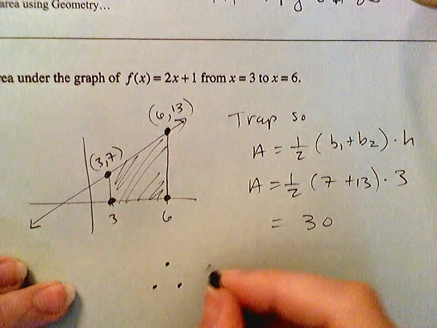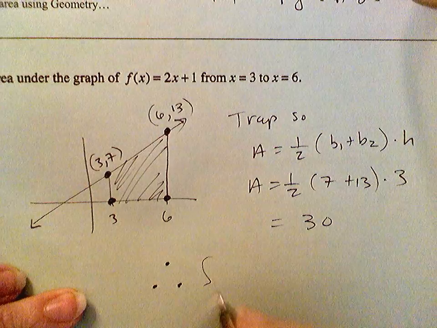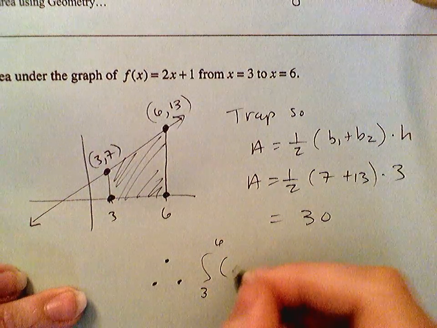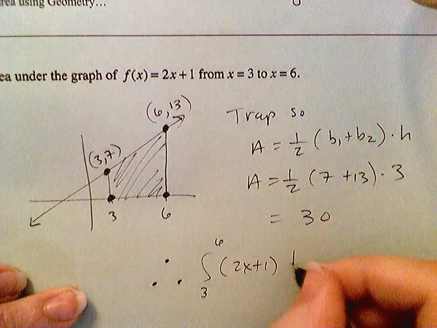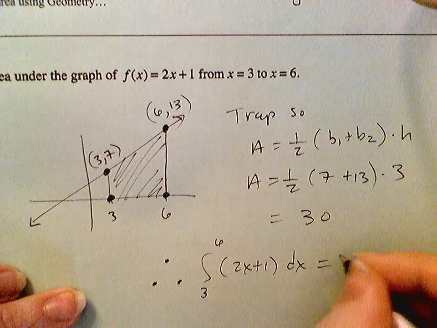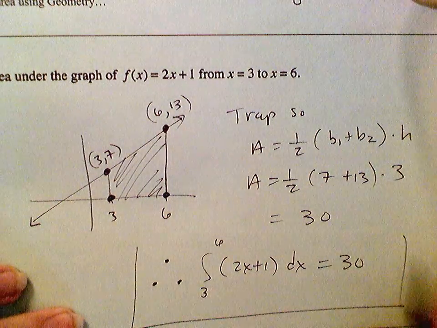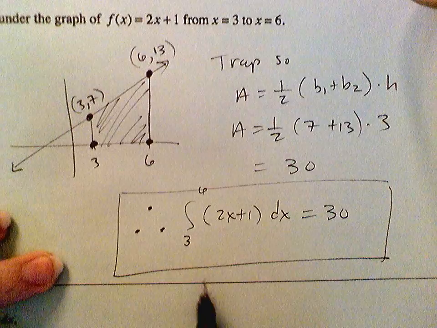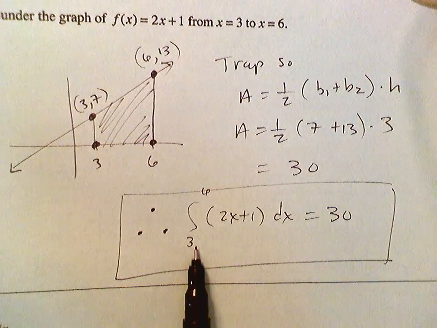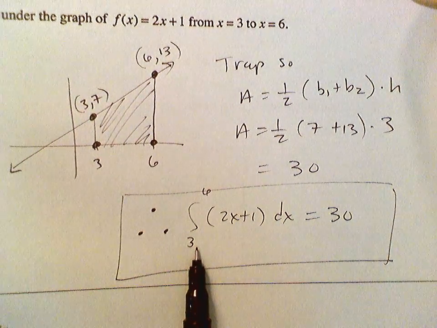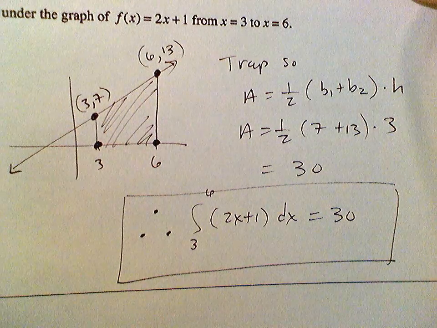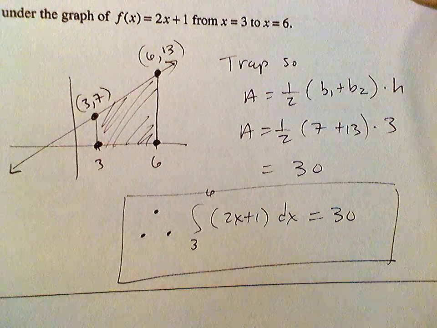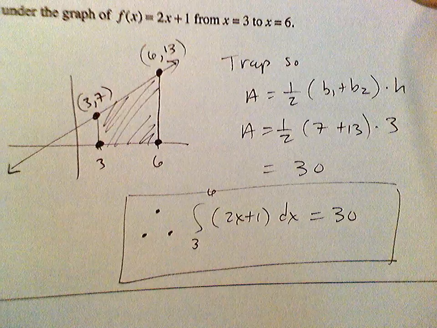So I can say it like this. I can say therefore, the integral from 3 to 6 of 2x plus 1, okay, dx at the end, is equal to 30. Because the integral from 3 to 6 is the same as the exact area under the curve on that interval. Okay, that's the meaning of it. Okay, so there's one example. We only have one more example.